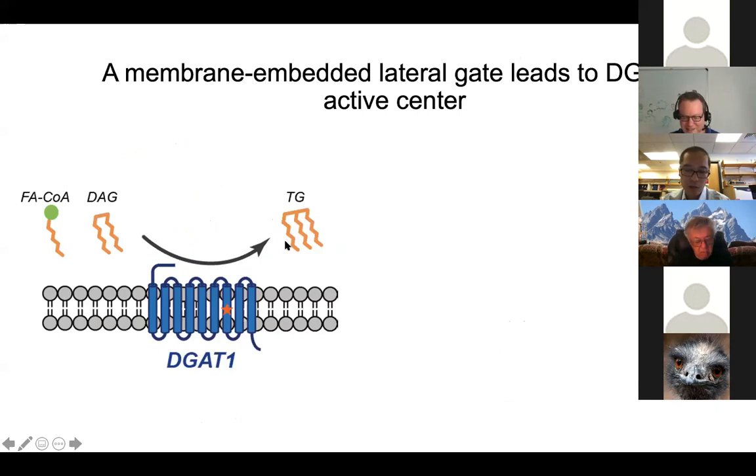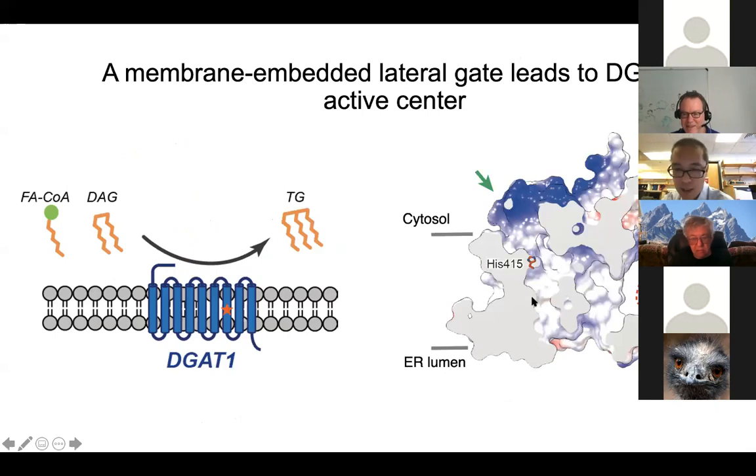So if we look at the DGAT1 structure again, this is the surface cut-through view, and this is the reaction center. The green arrow is the fatty acyl-CoA binding tunnel, and we do see an opening to the membrane in DGAT1, and this directly caught our attention.